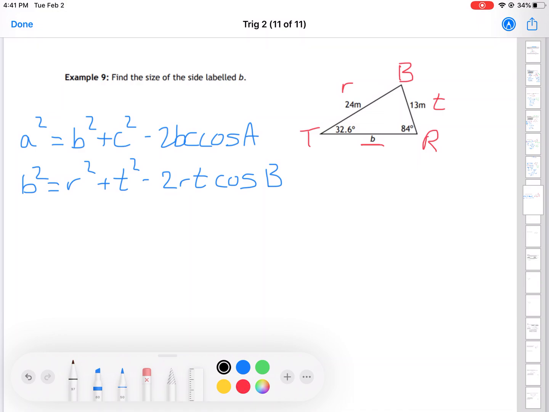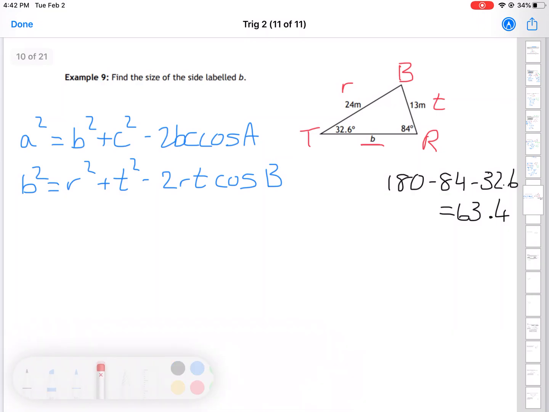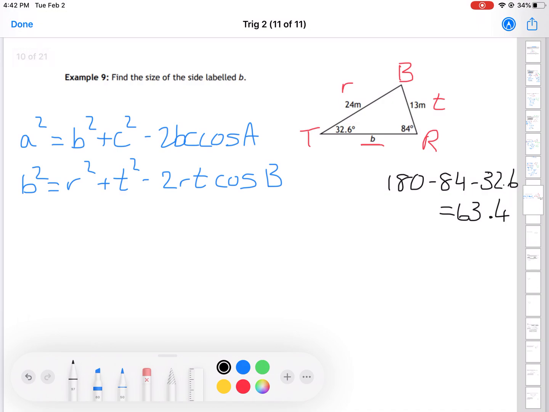Before I move on here, I have to calculate the size of angle B. I don't know what that is, but I need it to calculate the side B. Therefore, I could say that 180, take away 84, take away 32.6 will give me angle B. Take away 84, take away 32.6, and we get 63.4. So angle B has to be 63.4. Now that I've calculated this, I can use it in my formula.